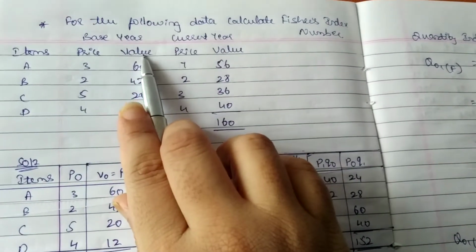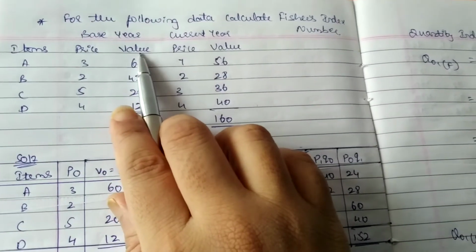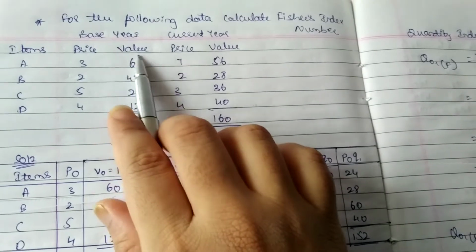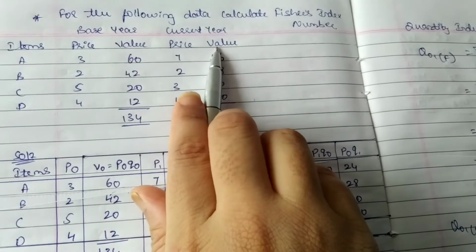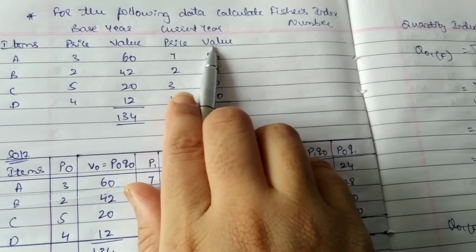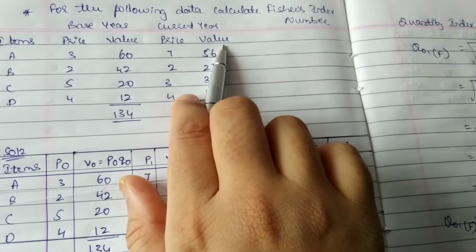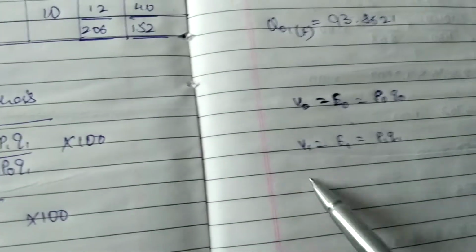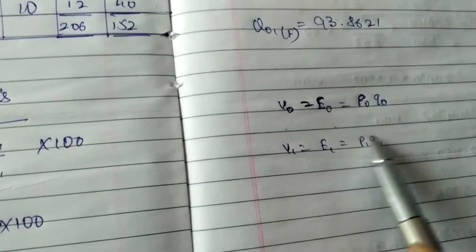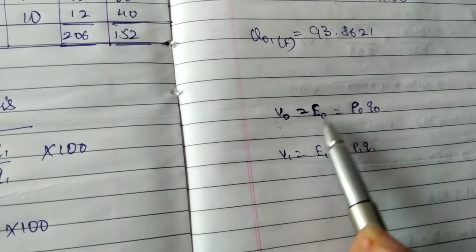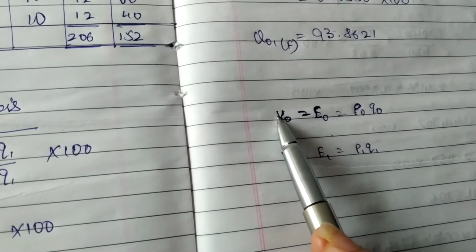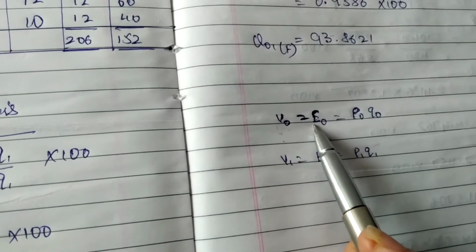Understand with this one, as I said with the earlier case, value is nothing but base year P0 into Q0, whereas current year value is nothing but Q1 into P1. I've written it here. Remember with this equation, value of a base year equals expenditure. Sometimes they may give you value, sometimes they may tell you expenditure also.